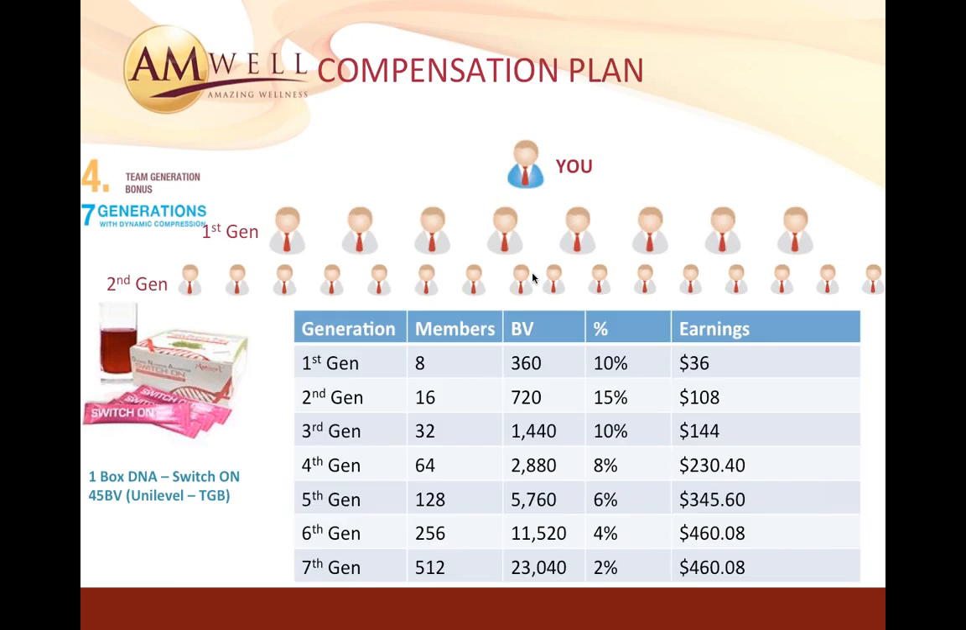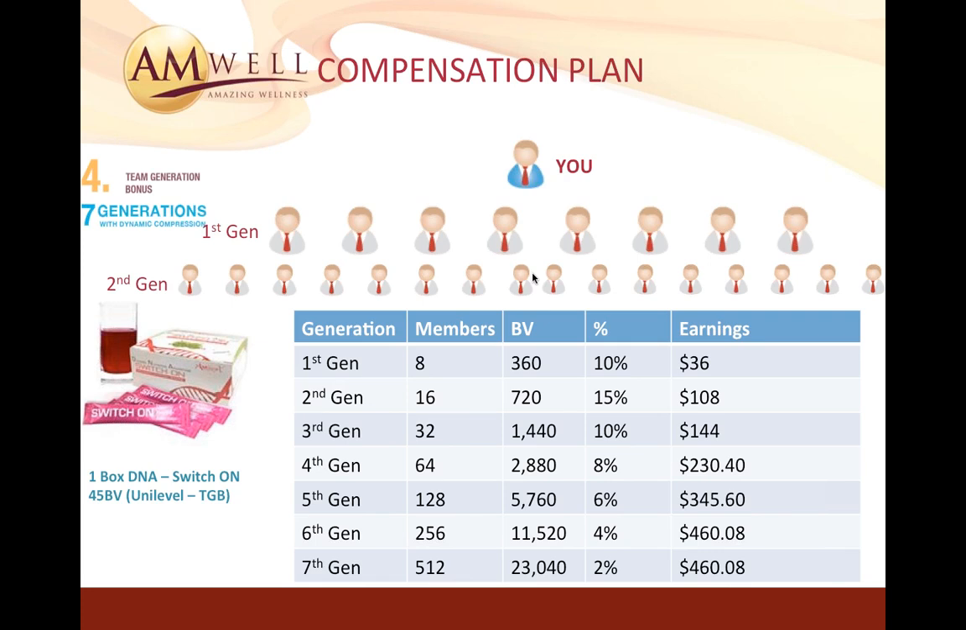Now let's keep following that example. Your first generation, you personally sponsored 8, so you want to get the maximum. You want to go all the way down 7 generations. That's 360 business volume if they all bought the DNA box, 1 each. 10% of your first generation, as I mentioned earlier, was $36. If your 8 get 2 each, then your second generation has 16 members, and their business volume on that is 720. Your second generation TGB percentage is 15%, which gives you $108.